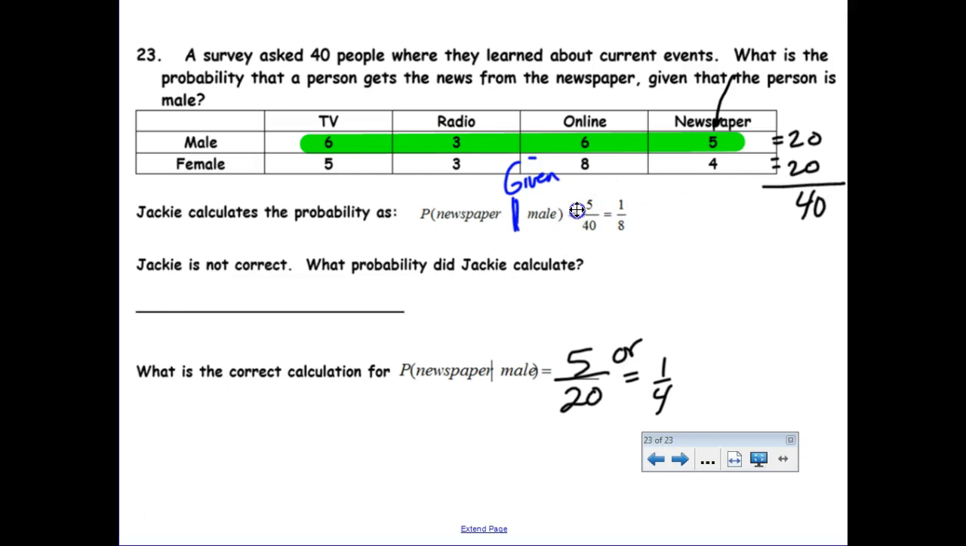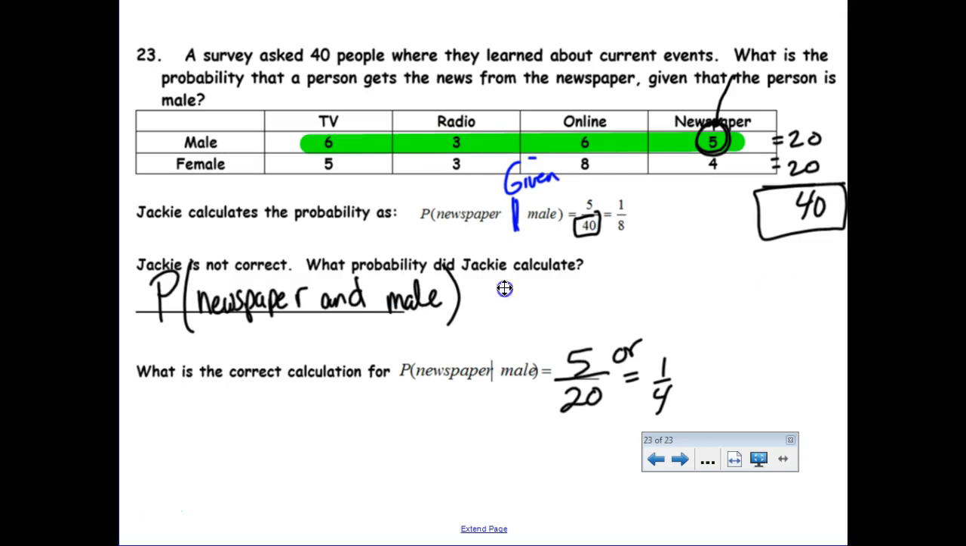And if I look at her original setup, she has 5 out of 40. So she used the big total, which is the only time you use that big total, when you're using an "and" or an "or" style question. So if I think about her numerator being 5, that part was correct, but then she used the total. Looks to me like Jackie calculated the probability of newspaper and male. Because remember, "and" or "or" are the only ones that use the total. And clearly that's not an "or." I don't know why she would have gotten a 5 with an "or." So as her teacher, it looks like she just got "given" and "and" confused.